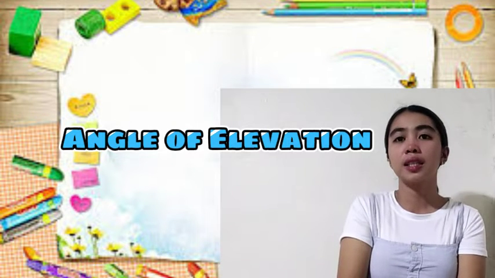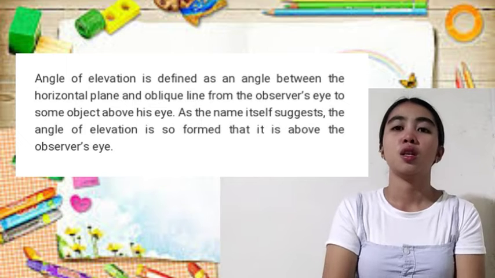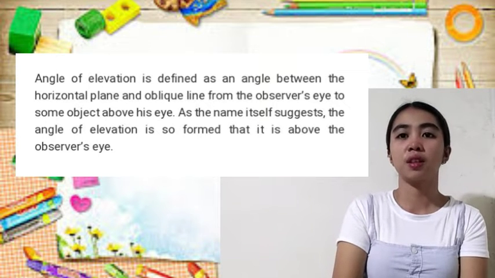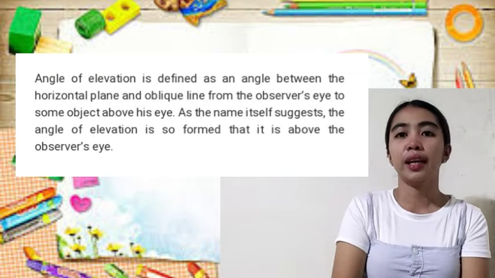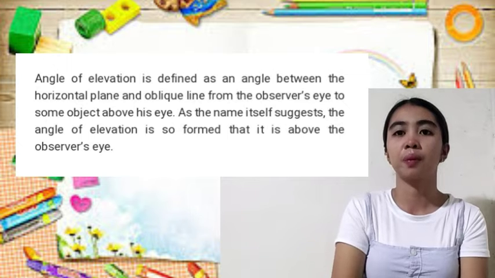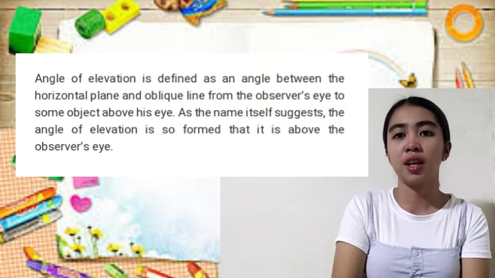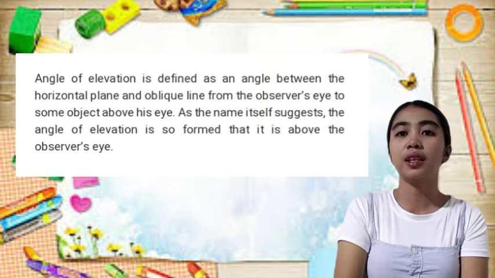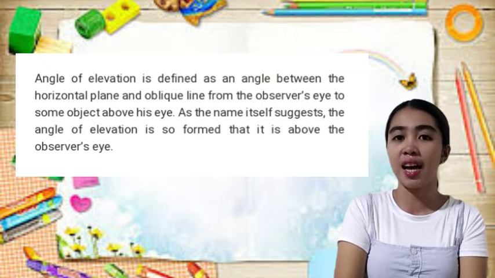The third one is the angle of elevation. The angle of elevation is defined as an angle between the horizontal plane and the oblique line from the observer's eye to some object above his eye. As the name itself suggests, the angle of elevation is formed above the observer's eye.